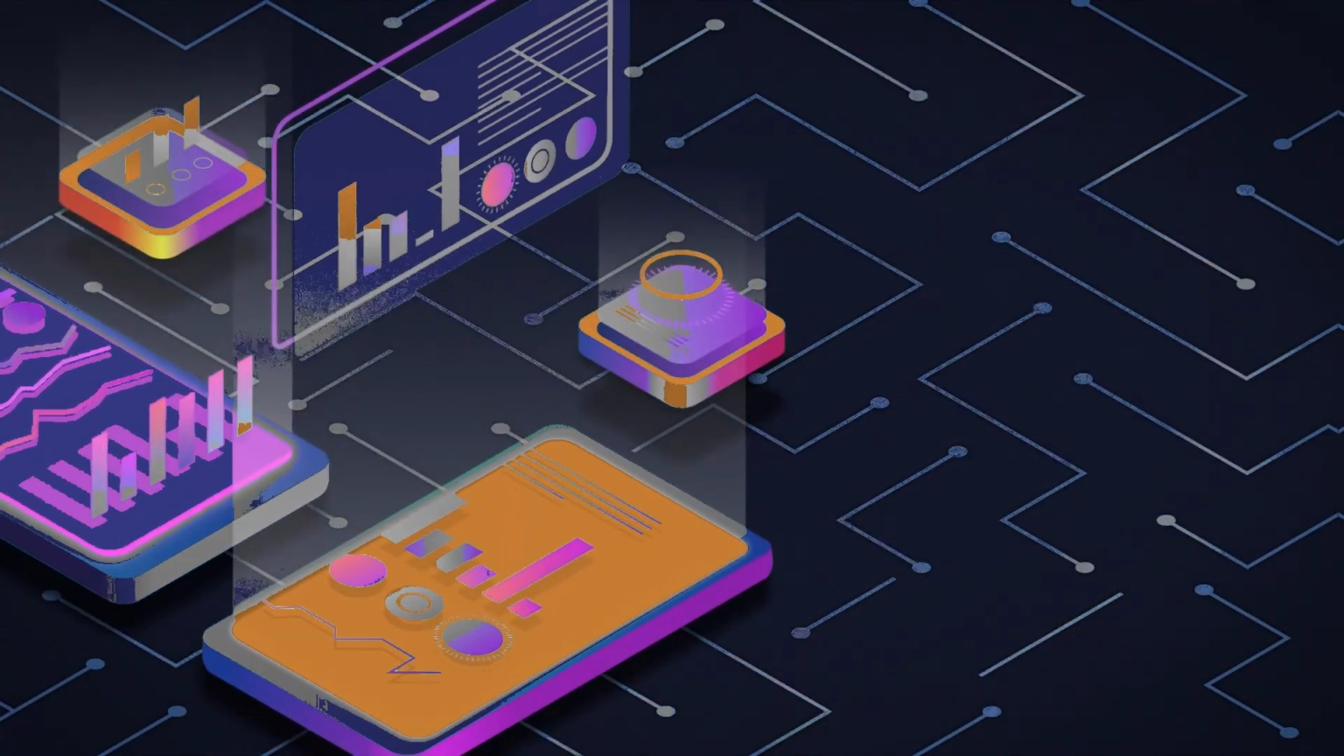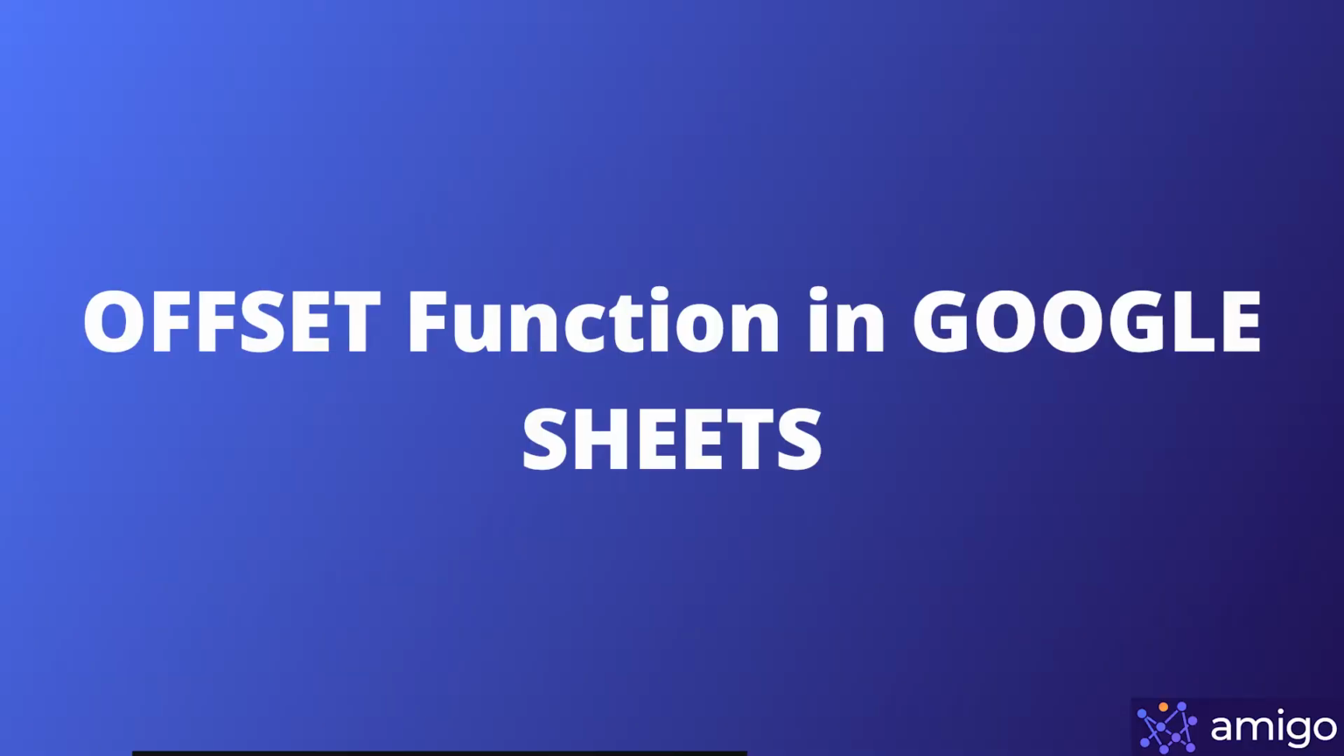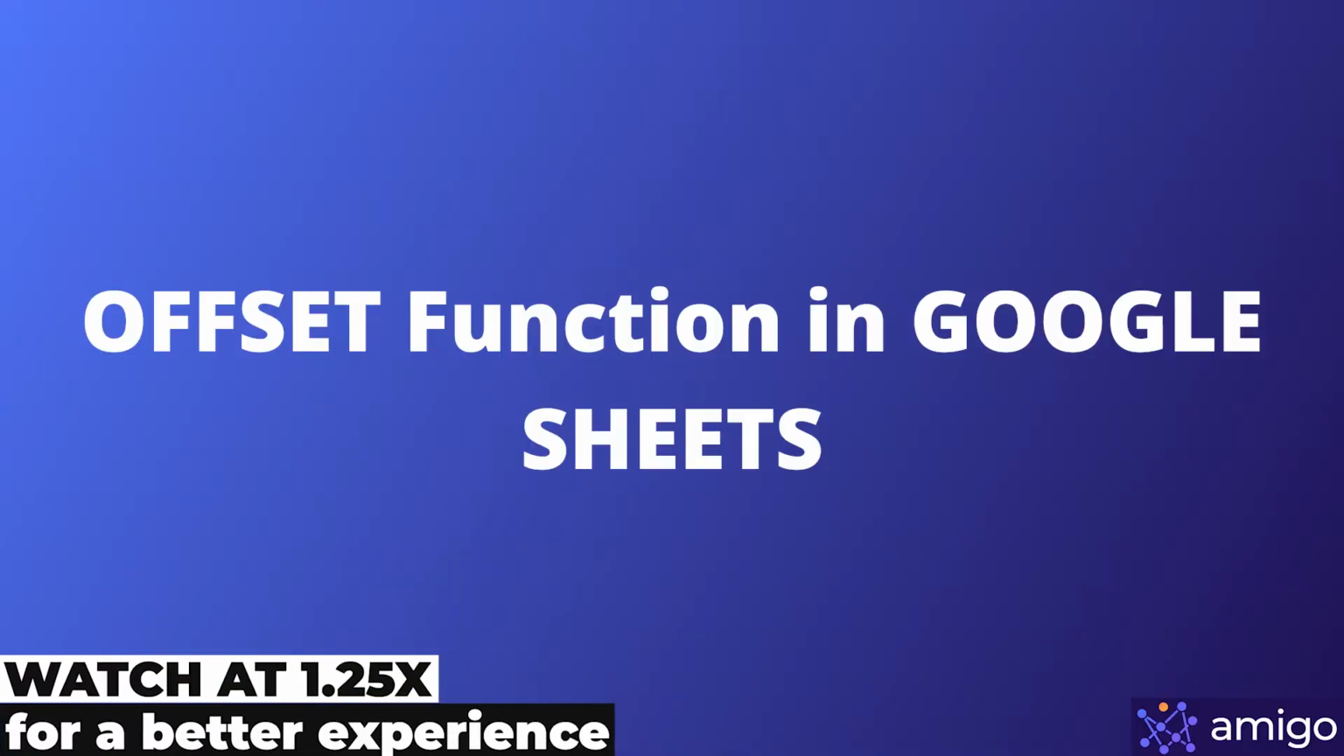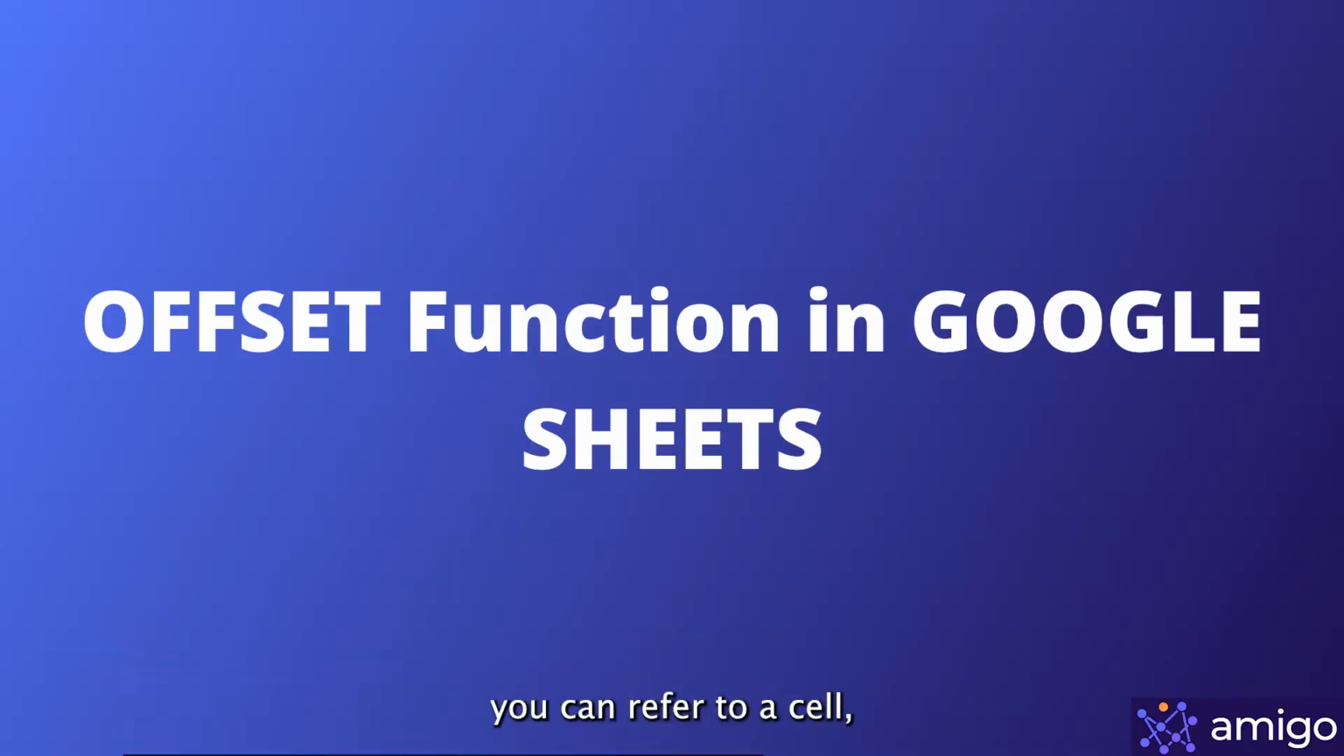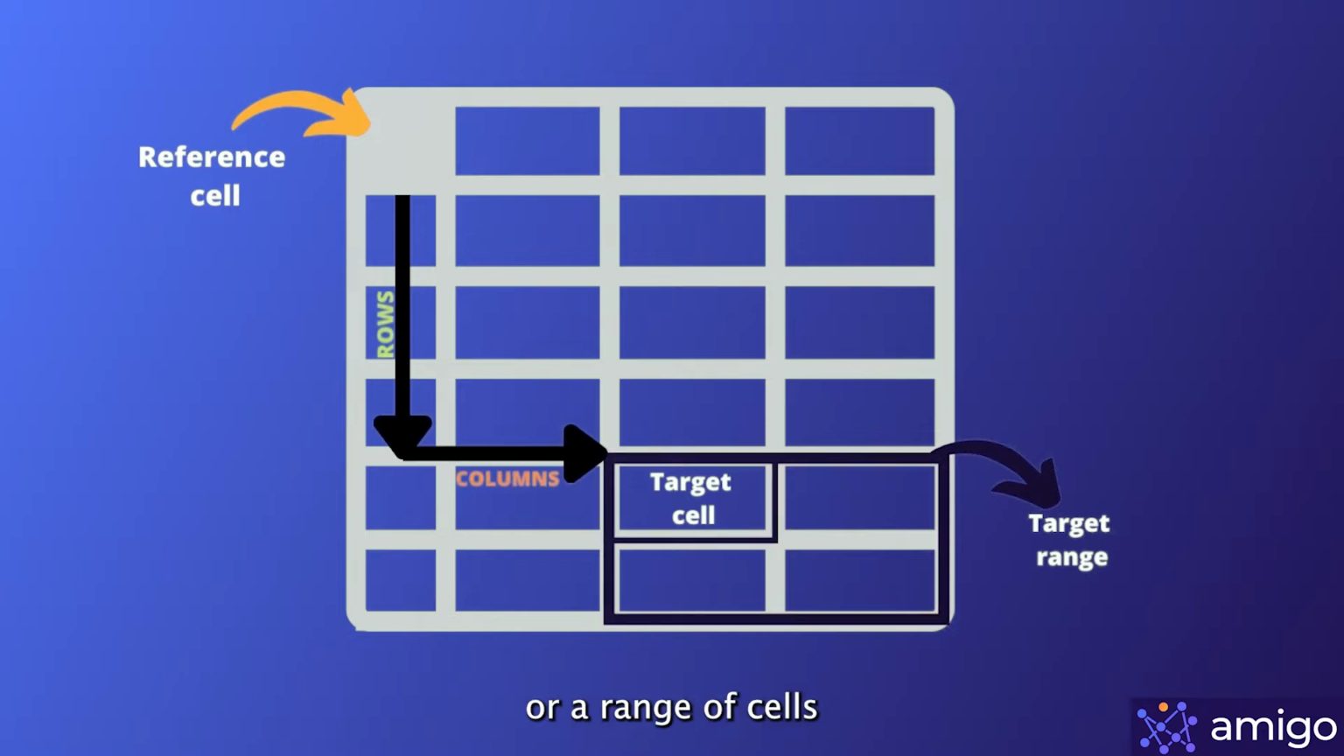Hello guys, in this video, I'll show you how to use the offset function in Google Sheets. Using this function, you can refer to a cell or a range of cells that are some rows and columns away from an initial reference cell.